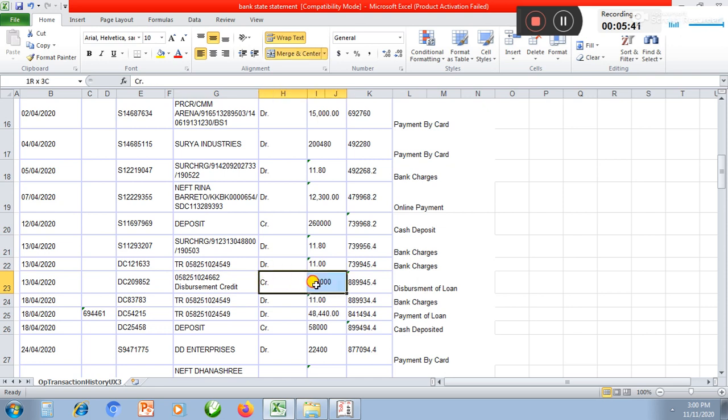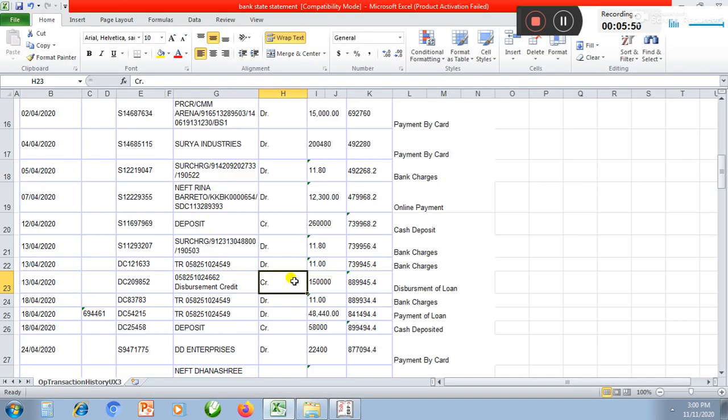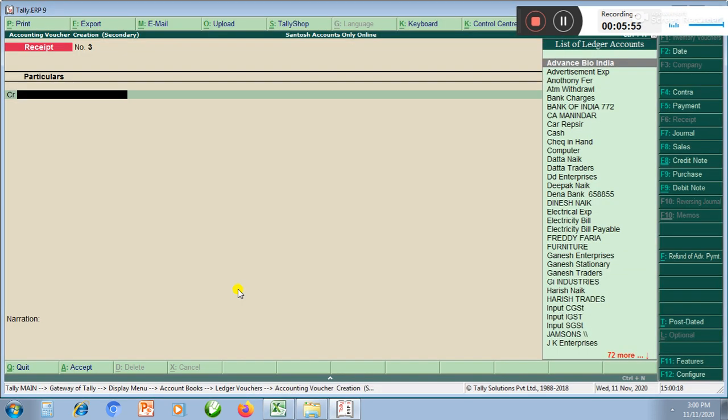Okay. Now here, this is a disbursement credit. This is a loan we have taken here. Disbursement credit means loan. It's credited. That means money is entered in the bank. So I'll pass the receipt here. Alt A. Received loan from which bank it is? We have taken the loan from the same Dena Bank only. So I'll say receipt Alt A.